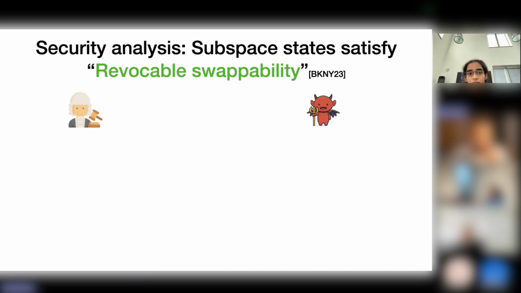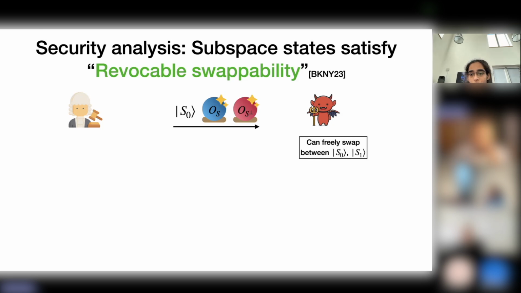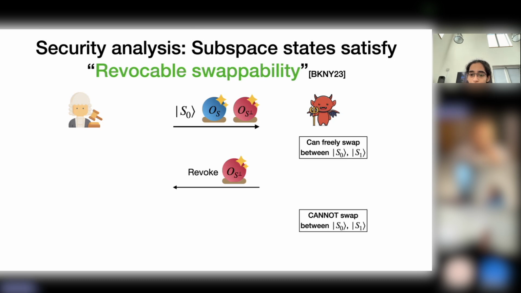And the security analysis that you want to do is show that subspace states satisfy this revocable swappability property. What that means is this game is secure. Given ket S0 and these oracles, at this point I can freely swap between S0 and S1. But when I take away the OS perp oracle, which is done using this outer signature token that gives one-time access to OS perp, then after that I can no longer swap between S0 and S1.